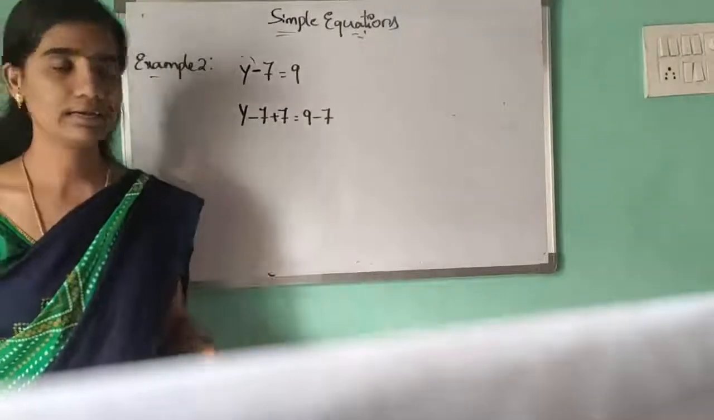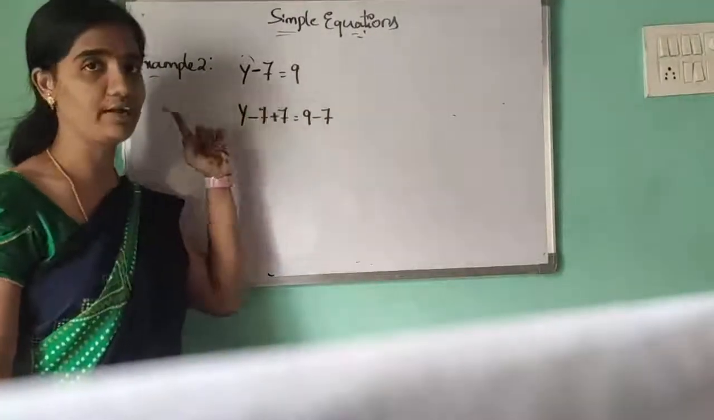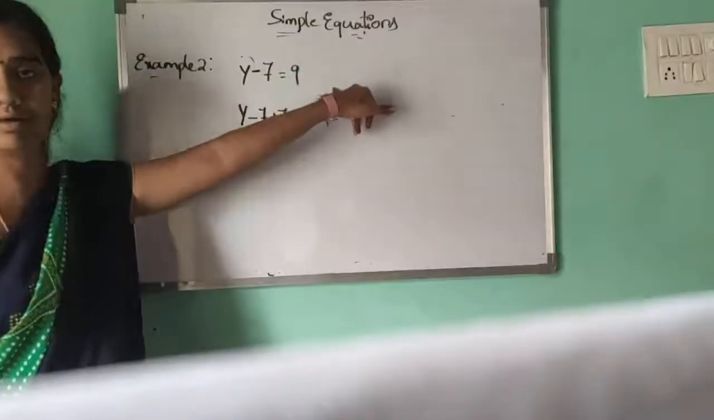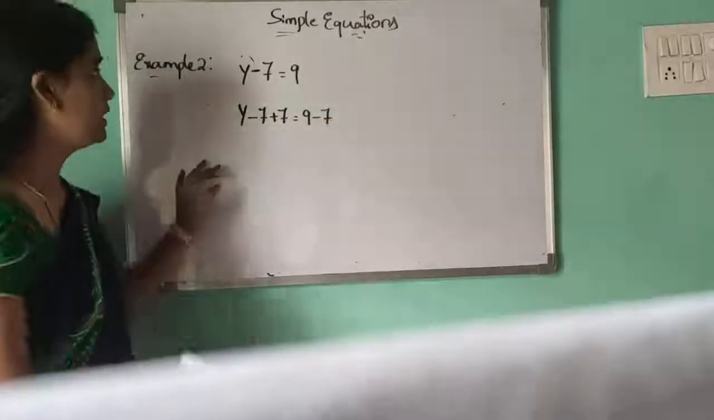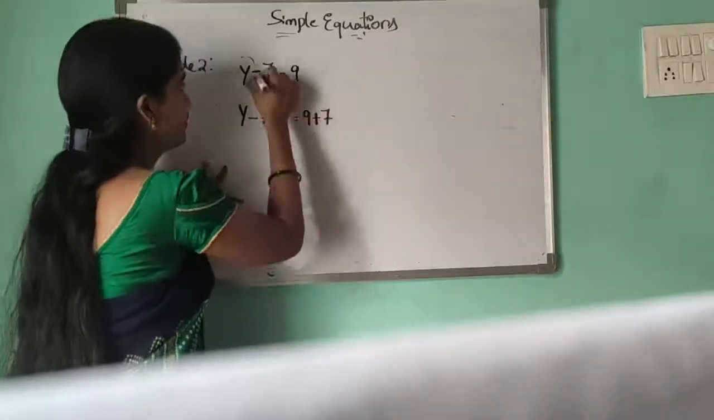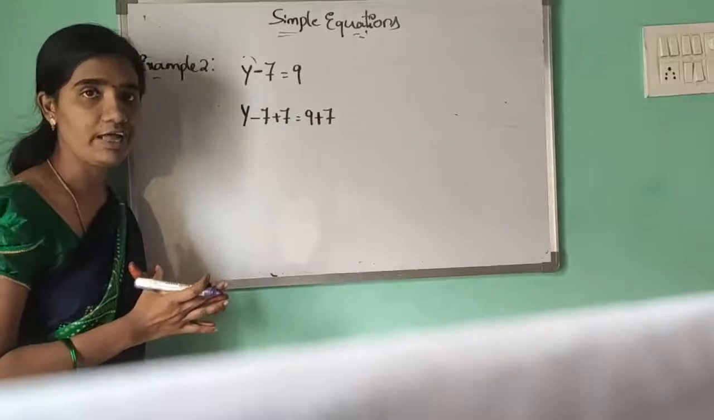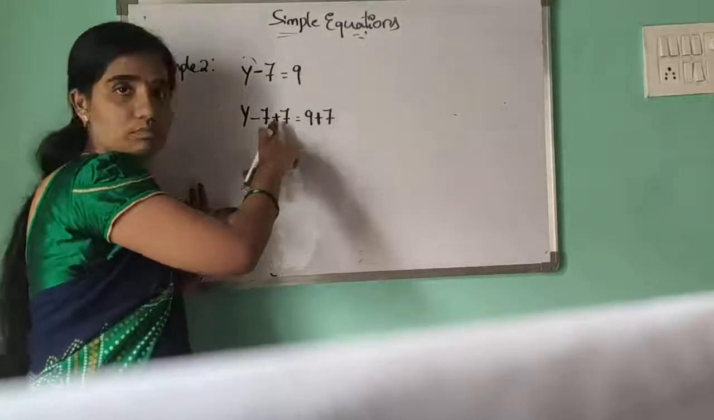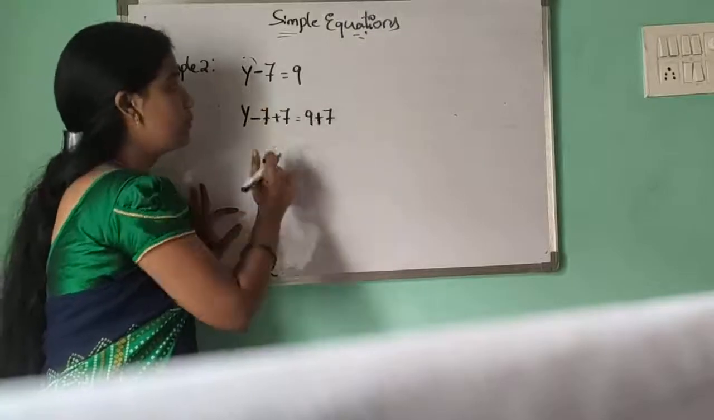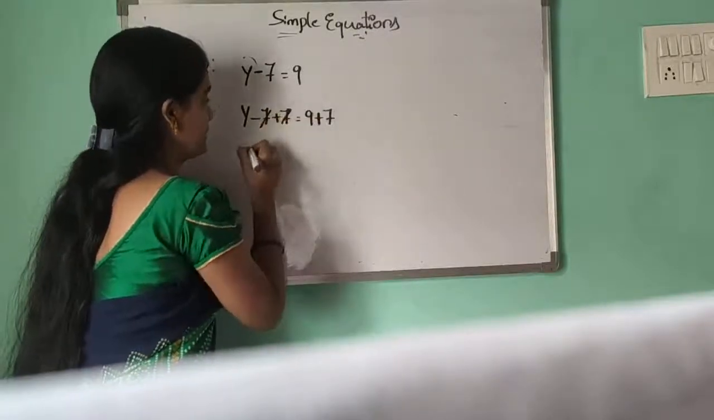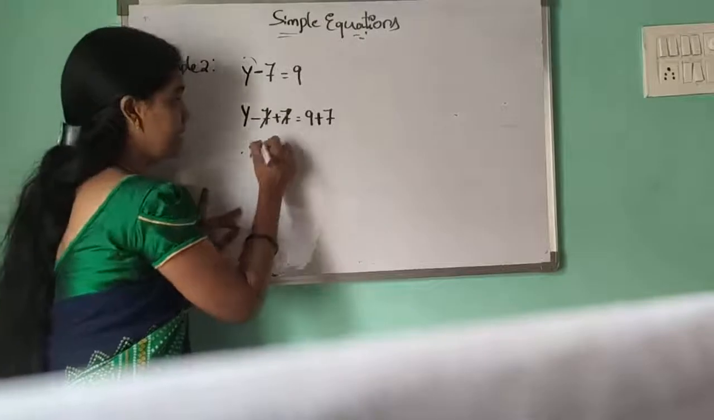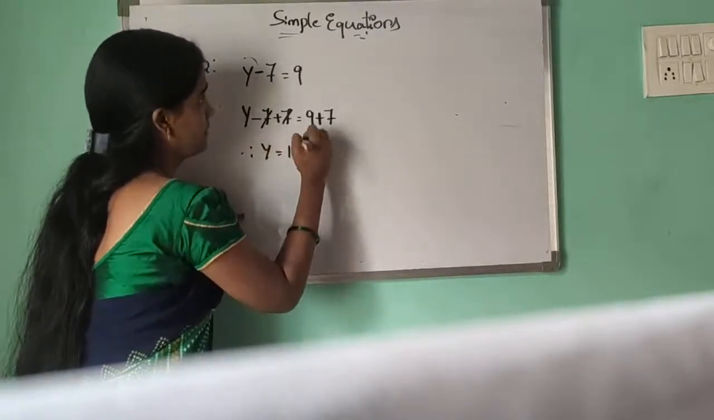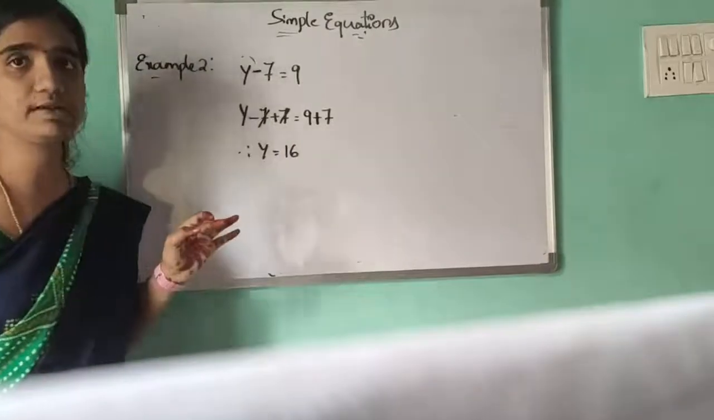If you add the same number on the LHS, the left hand side, you must also add it on the RHS. To remove the minus 7 and get the y value, I am adding 7 on both sides. So plus 7 and minus 7 cancel. y equals 9 plus 7, 16. 9 plus 7 is 16.